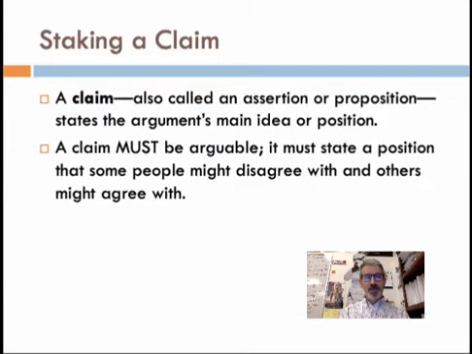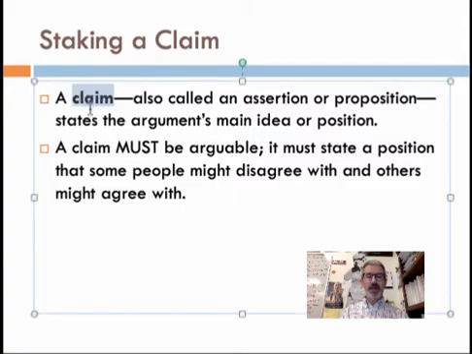Okay, so we're going to start off with some things here that are just some terms. You know some of these things here, so we'll do the first one here. You should write these down in your notebooks. A claim is also known as an assertion or a proposition. A thesis is a type of claim, and a claim states an argument's main idea or position. A claim must be arguable. That means that it must state a particular position that someone might disagree with or agree with. It is an opinion, generally, that is stated like a fact, but it is an opinion.